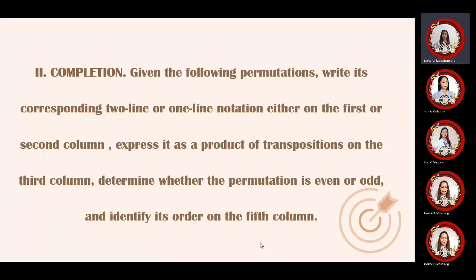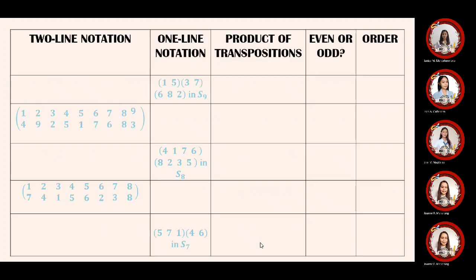Next, we have the second part, which is the completion. So in number 1, we are given a one-line notation. Using the one-line notation, we formed the two-line notation, which is 1 maps to 5, 2 maps to 6, 3 maps to 7, 4 maps to 4, 5 maps to 1, 6 maps to 8, 7 maps to 3, 8 maps to 2, and 9 maps to 9.